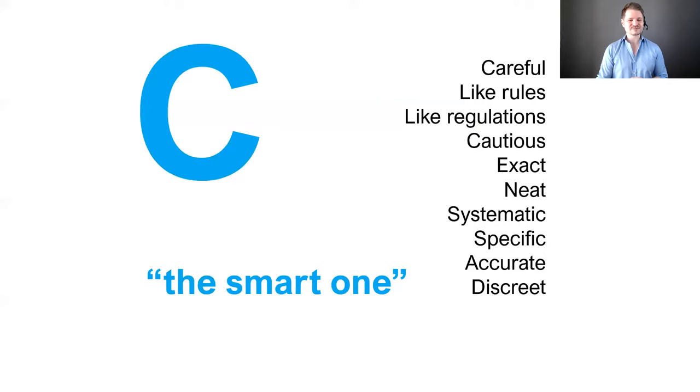The last type is the C-type. How can we summarize the C-type? We can summarize them as the smart one. What does C stand for? Cautious. Yeah, this type, they're careful. They like rules, like regulations. Cautious, exact, neat, systematic, and so on. Yeah, and we can really summarize them as the smart one, or the specialist. Their knowledge level is usually very, very deep.